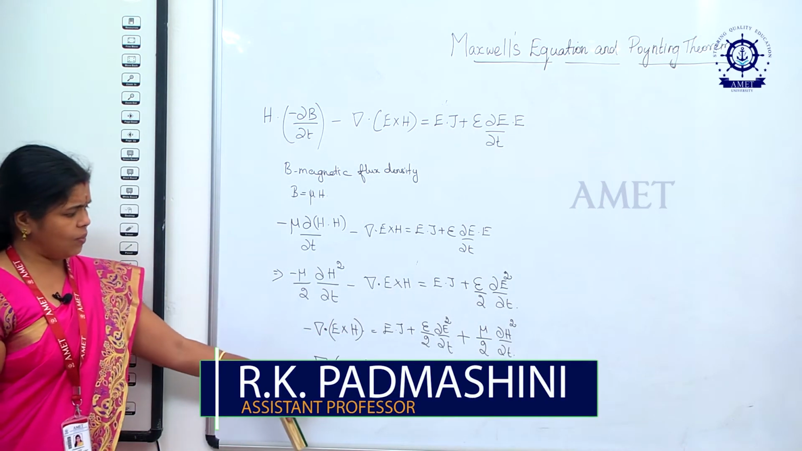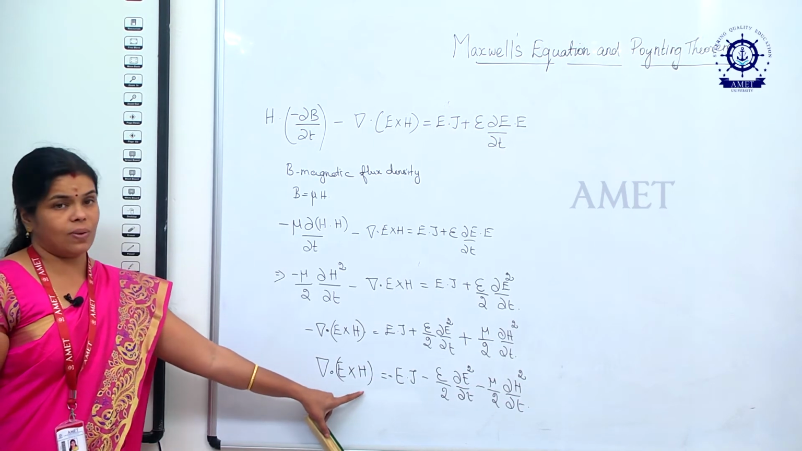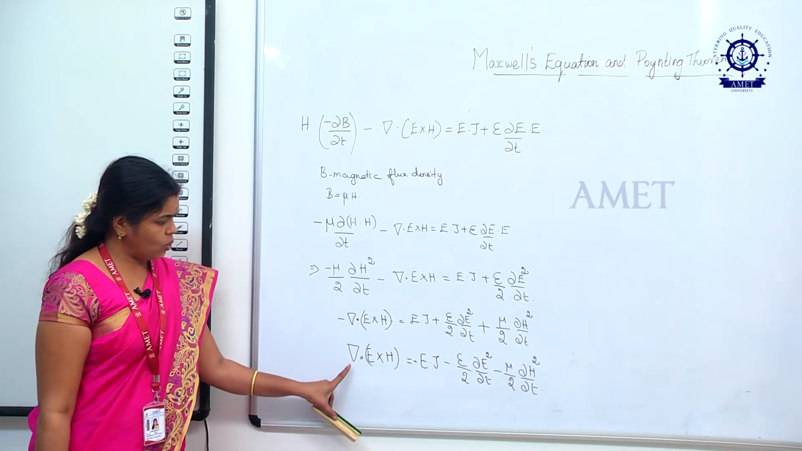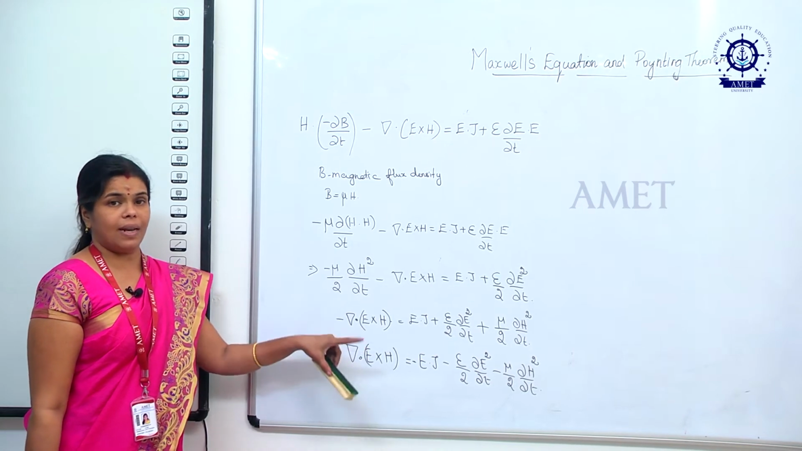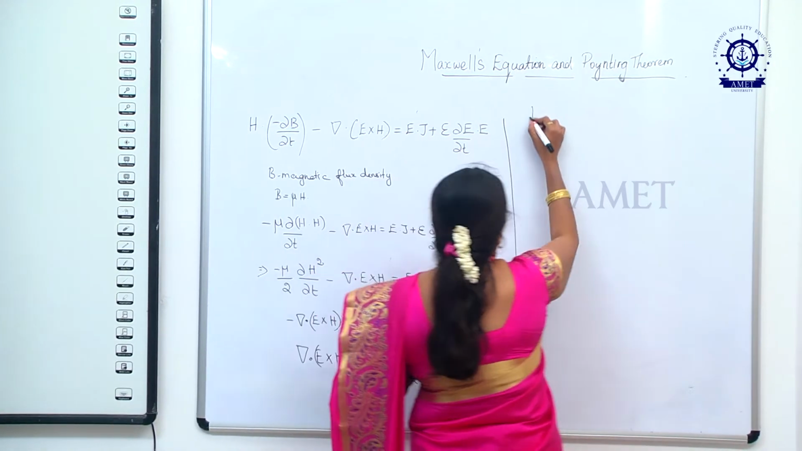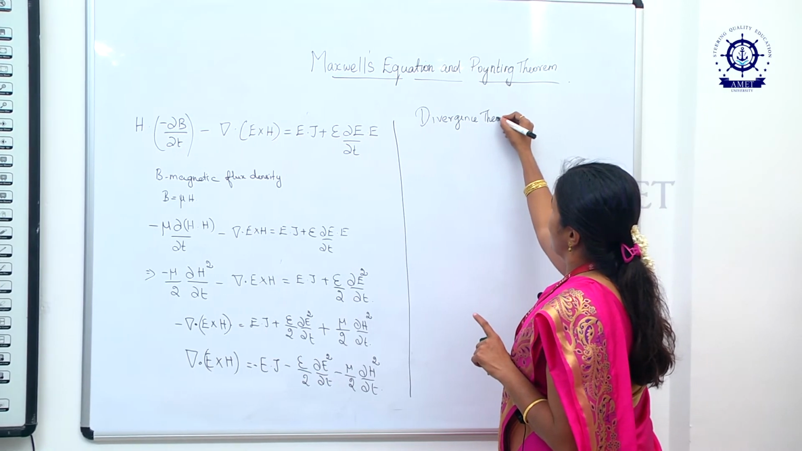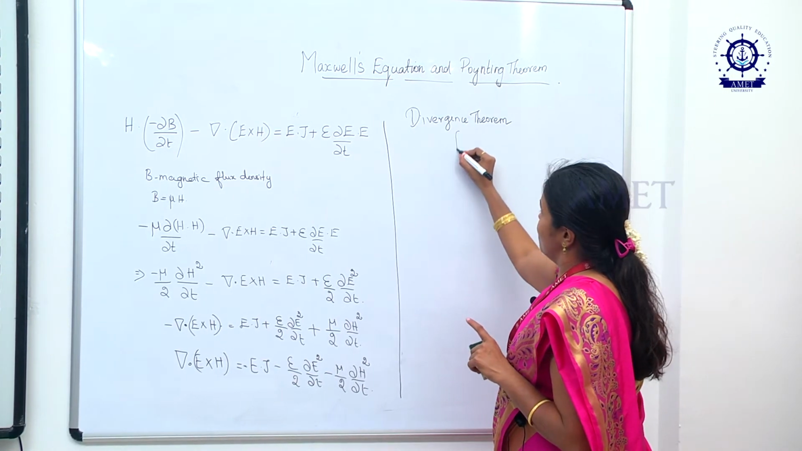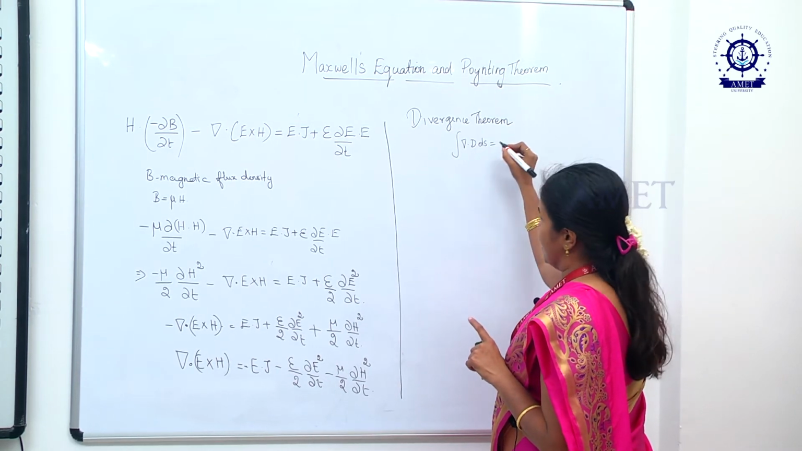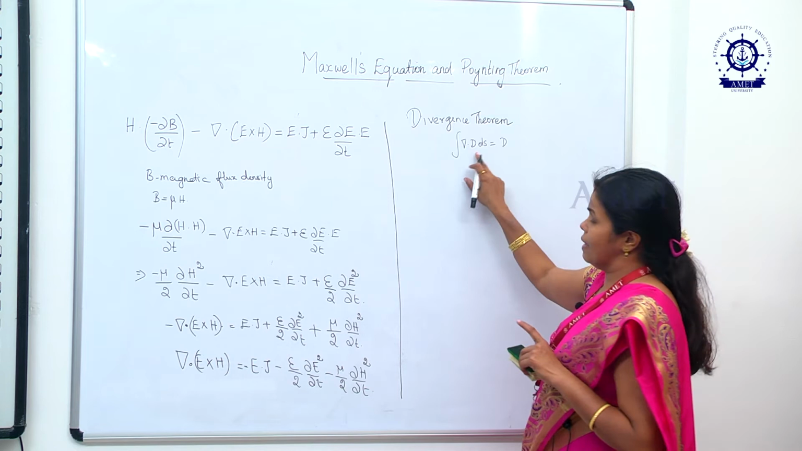The next step: the Poynting vector is actually the cross product of the electric field and the magnetic field. So here you have del dot E cross H. To eliminate this del dot, we use the divergence theorem. What is the divergence theorem? The divergence theorem means the integral of del dot A over the volume is equal to the closed surface integral of A dot ds.